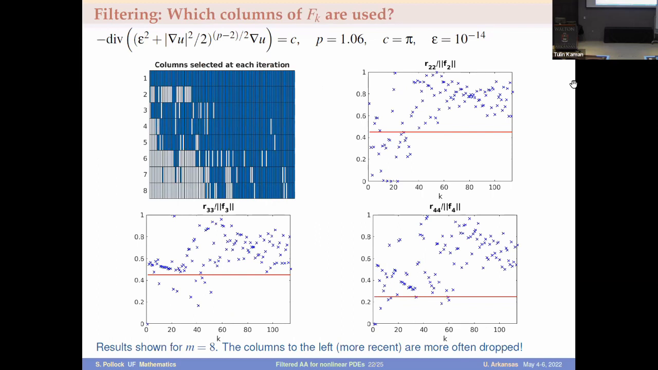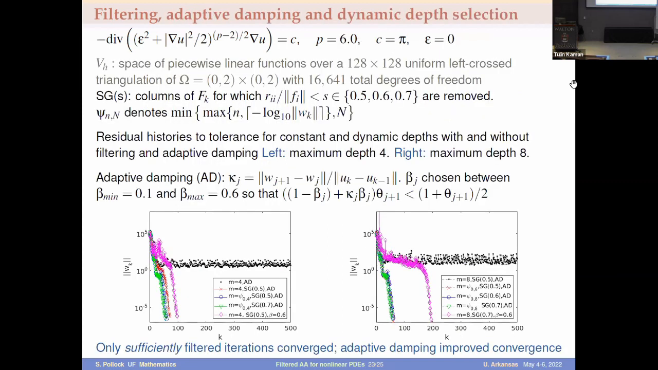Again, if we look at which columns of F are being used, we get that the second column is being filtered out the most often. And here, everything below the red line, which is now about 0.45, is being filtered out.